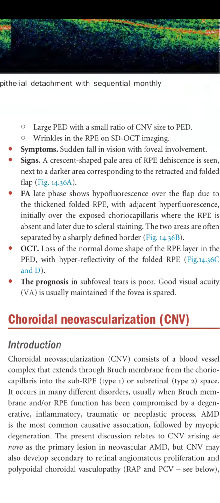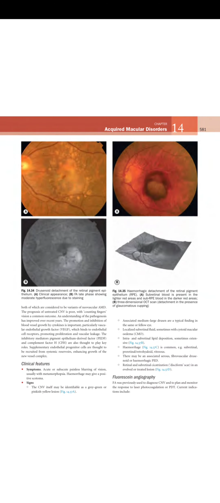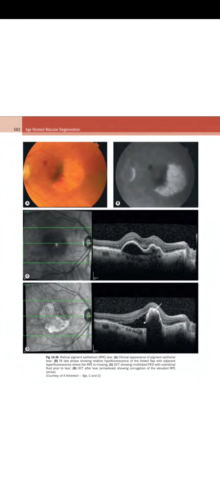On OCT there is loss of the normal dome shape of the RPE layer in the PED, with hyperreflectivity of the RPE. The prognosis of subfoveal tears is poor. Good visual acuity is usually maintained if the fovea is spared. So this is a retinal pigment epithelial tear.